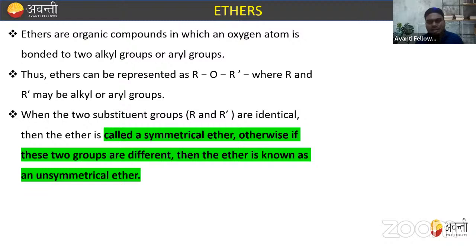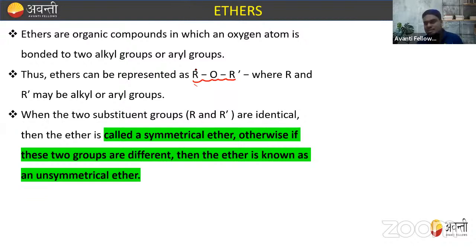Okay, so what are ethers, beta? Basically, how will you define ethers? Ethers are organic compounds in which an oxygen atom is bonded to two alkyl groups, or two aryl groups as well. Thus we can represent ether as ROR. Here is oxygen, surrounded by two different or same groups. This R and R dash may be the same or different, and may be alkyl or aryl groups.